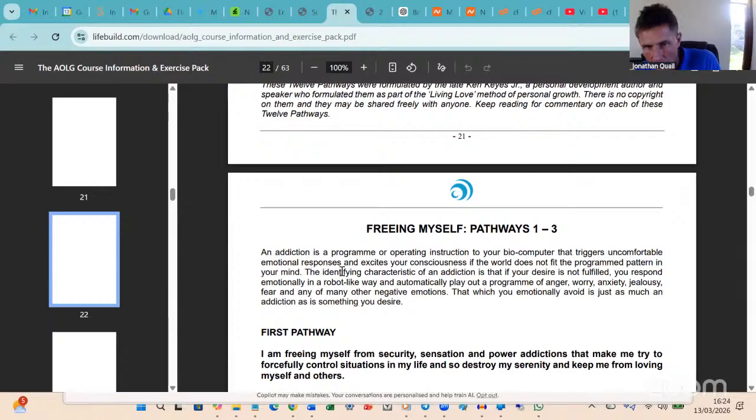As adults, many adults haven't learned that, but the adult mature consciousness says, I'm no longer programmed by all of these triggers and addictions. I'm able to self-regulate and let these things go so that they don't trigger me in ways that they used to. And then he adds, finally, that which you emotionally avoid is just as much an addiction as something you desire.